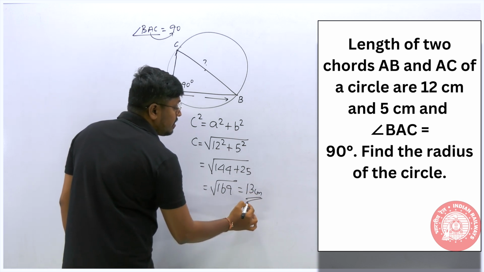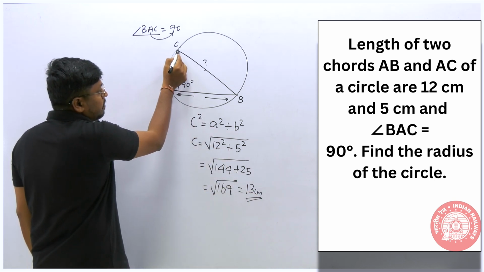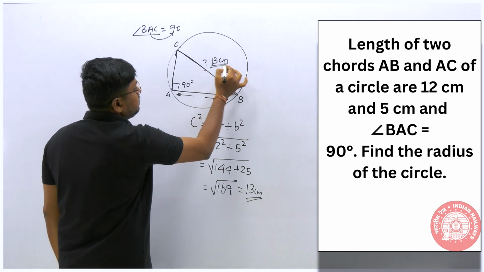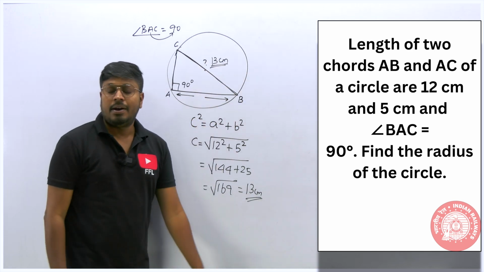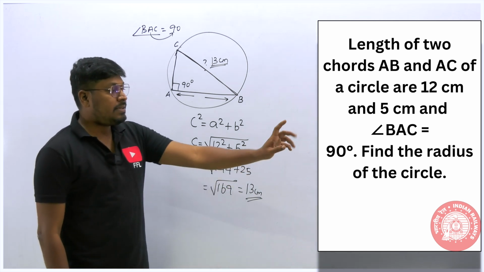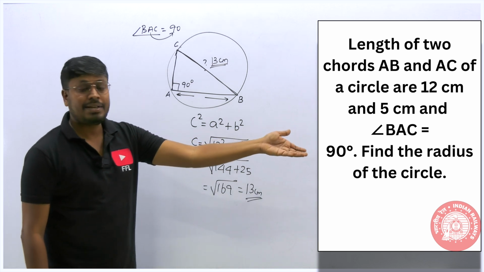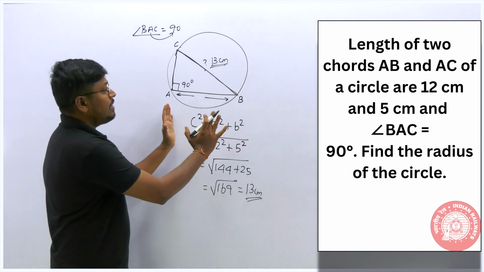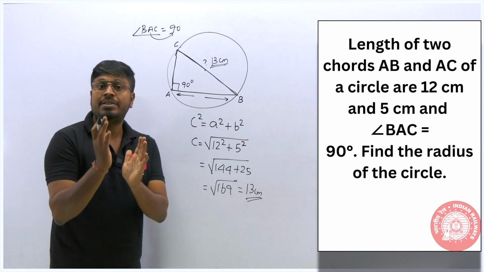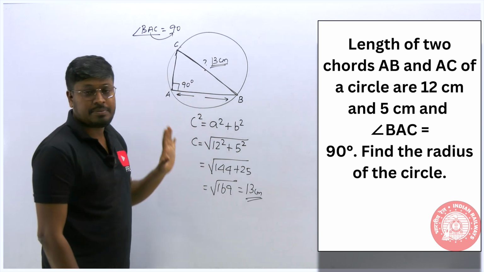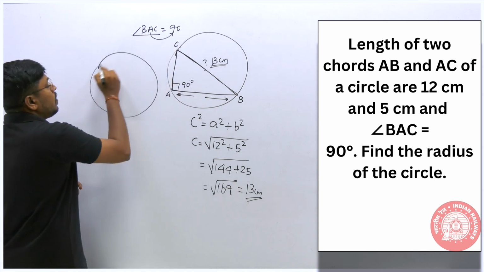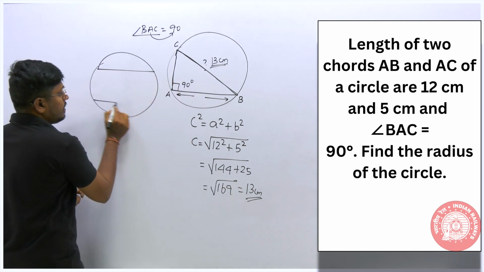So 13 centimeter is the complete length, the hypotenuse. This is the diameter, 13 centimeter. And to find the radius, half of the diameter is the radius, 6.5, right? So this will be the answer for the first question. It was a question asked in the railway exams. Just see how easy it is. Usually you can see that most questions based on a chord will be based on this concept only. Either the two chords will be like this, or the two chords will be parallel to each other like this, right?